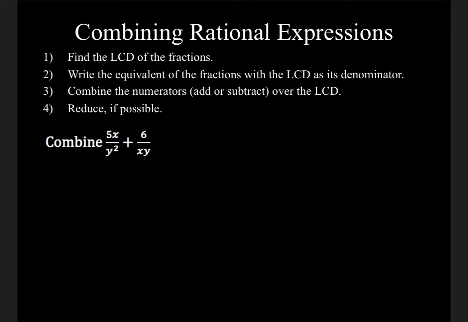So first I want to do is find the LCD, right? So I know my two terms are y squared is going to be y times y. And then we have xy, which is just x times y, right? We have x and y as our stuff. So of course I need to have at least one x, and I need to have the two y's. So my LCD is xy squared.